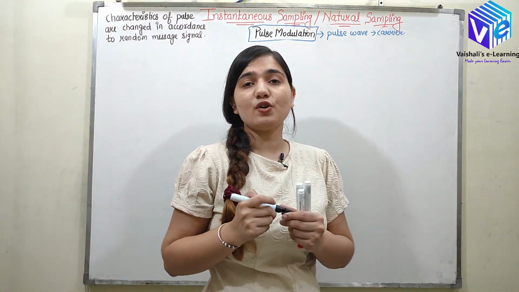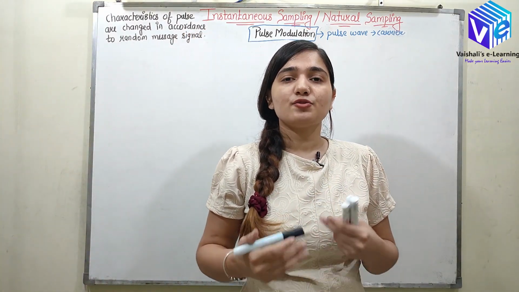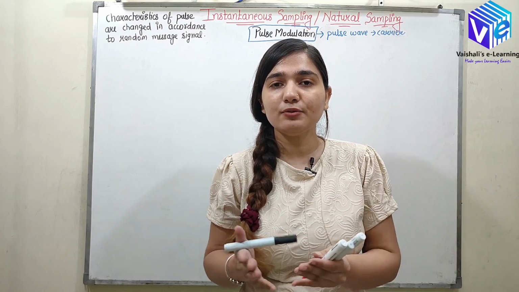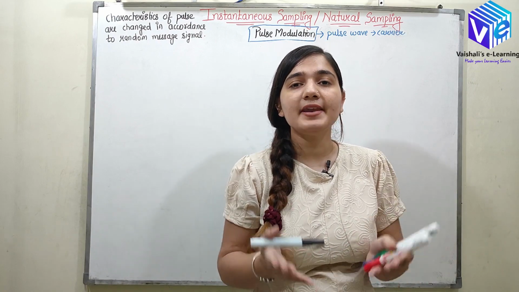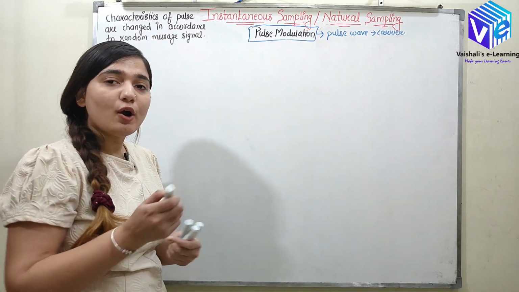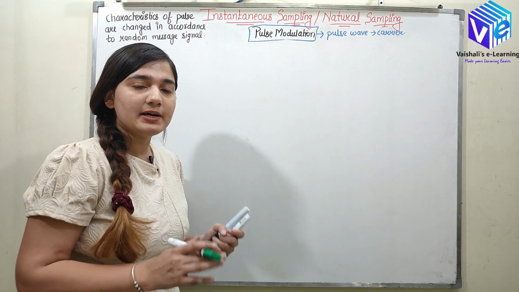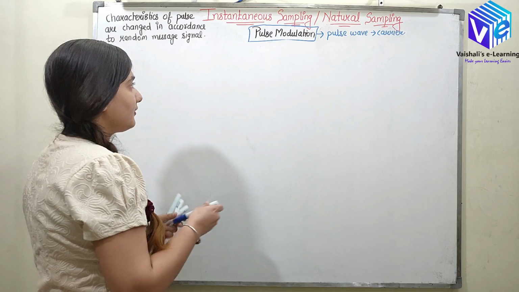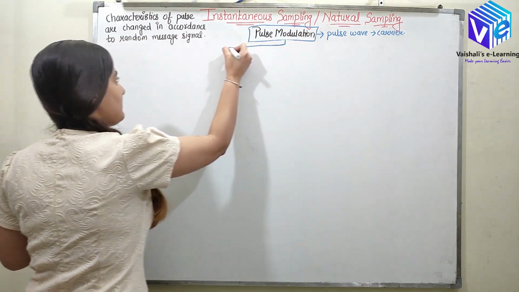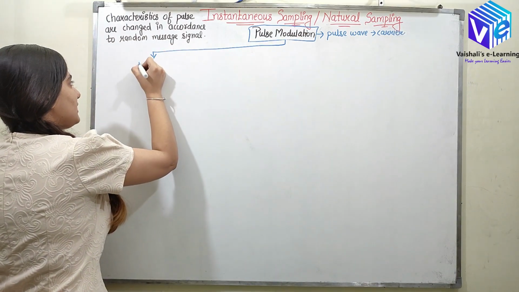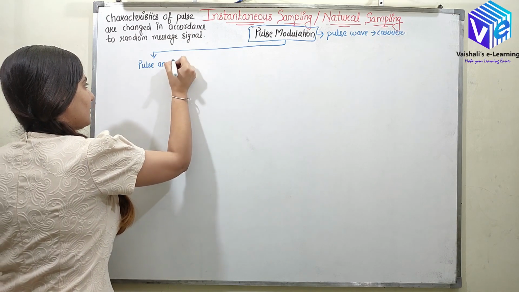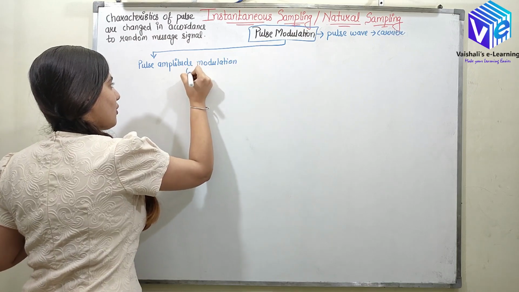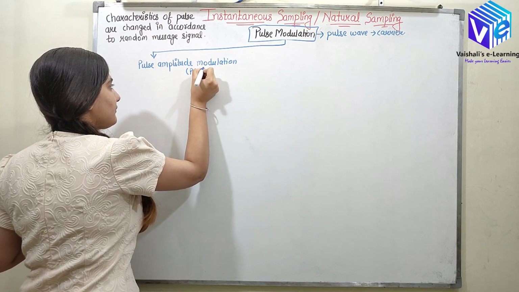So which characteristics of the pulse are changed? The characteristics of the pulses are amplitude, its on-off time and its sampling duration. So according to the different characteristics of the pulse, modulation is classified into two types. The first type is pulse amplitude modulation, which is also called PAM.